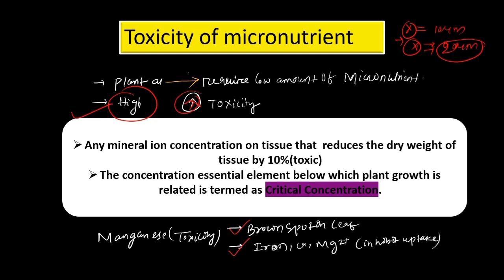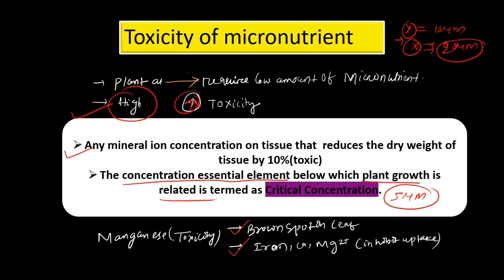And another concept: the concentration essential for plant growth and development is known as the critical concentration. Without this concentration level, let's consider it requires 5 micrograms of this specific nutrient. If this nutrient is not available to the plant, then the plant cannot survive or shows deficiency of this nutrient. So this point of nutrition is called the critical concentration.